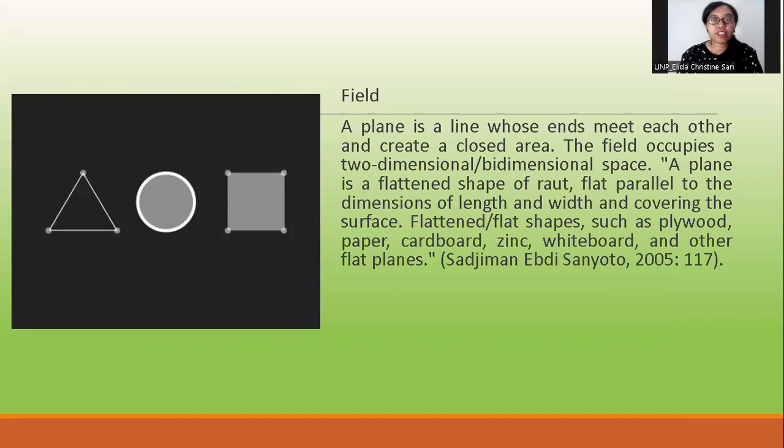This field, what do you think? Can you explain to me? Yeah, this is a plane, a line whose ends meet each other and create a closed area. The field occupies two-dimensional space. A plane is a flat shape parallel to the dimensions of length and width, covering the surface.